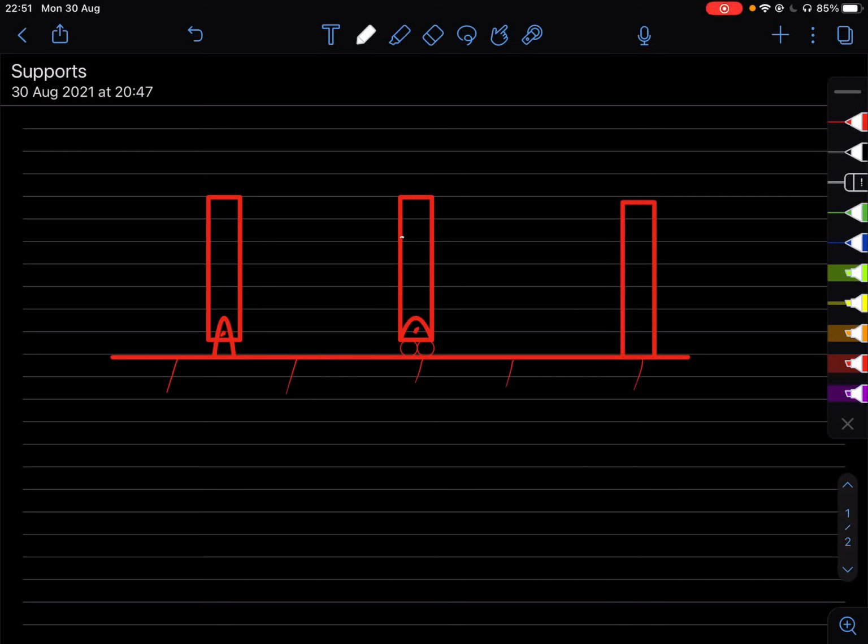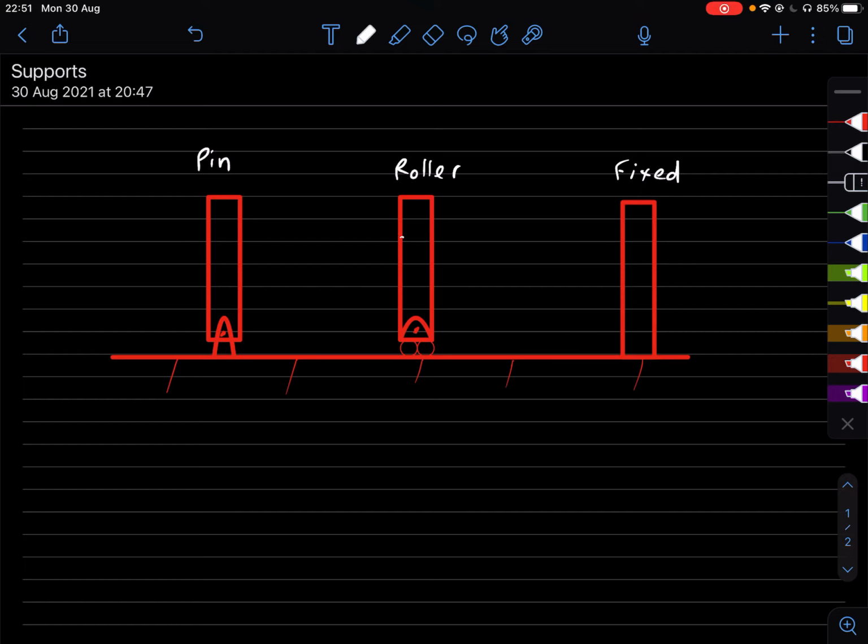In this video, I'd like to discuss the three most common supports for beams. So in this diagram, we have a pin support, a roller support, and a fixed support. Okay, so why are we bothering with these supports?